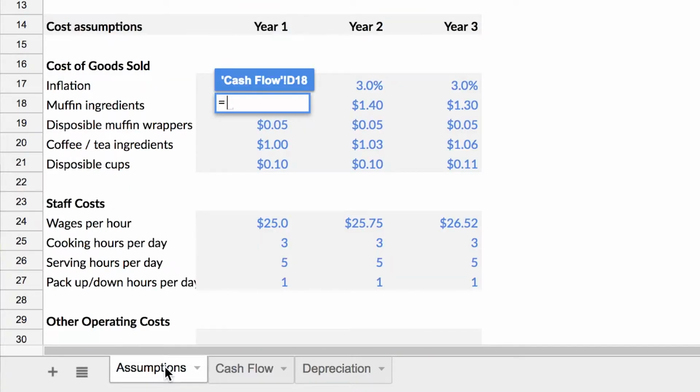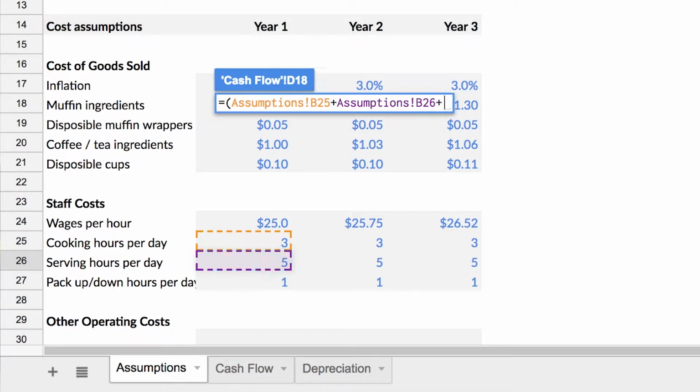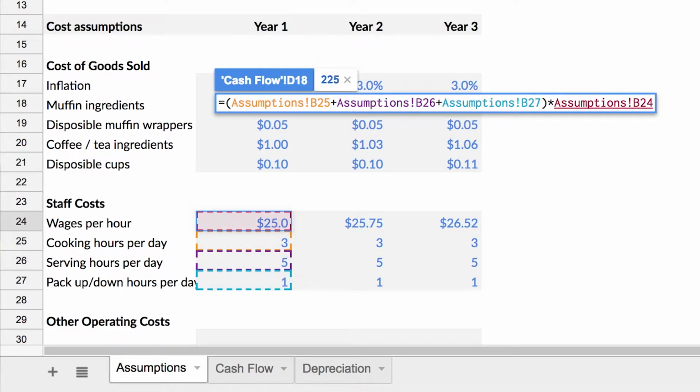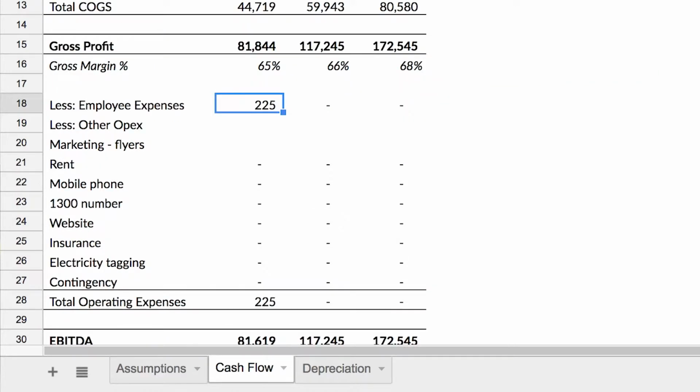So in terms of calculating our employee expenses, let's figure out how many hours a day we've got. We know we've got 3 hours cooking, plus 5 hours serving, plus another hour for packing up and down. So that's 9 hours a day, times the hourly rate of $25 an hour. And now, if we enter that formula in, it gives us $225. Now that doesn't make a whole lot of sense when, you know, we're dealing in the tens of thousands for our profit margin, because we know that intuitively employee expenses are one of our larger expense categories. So what's wrong with the formula?